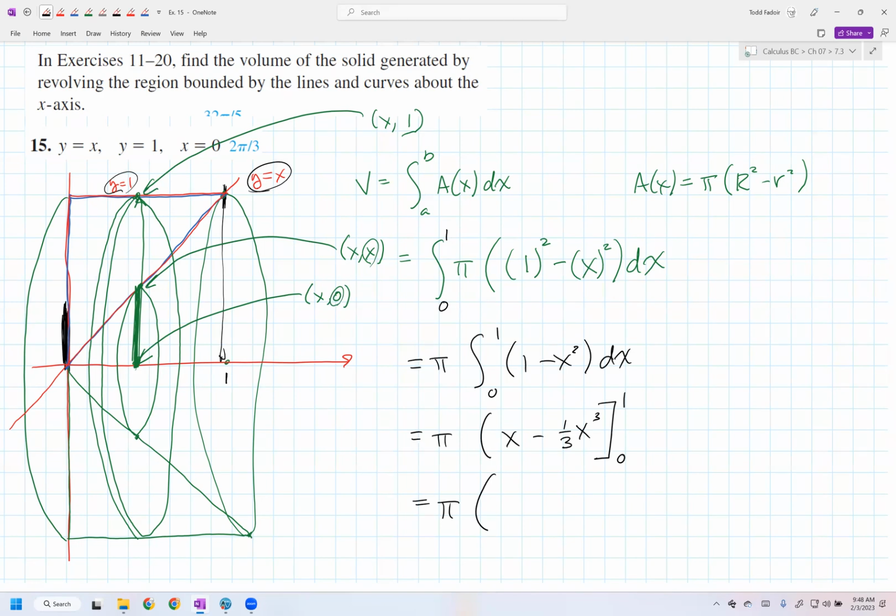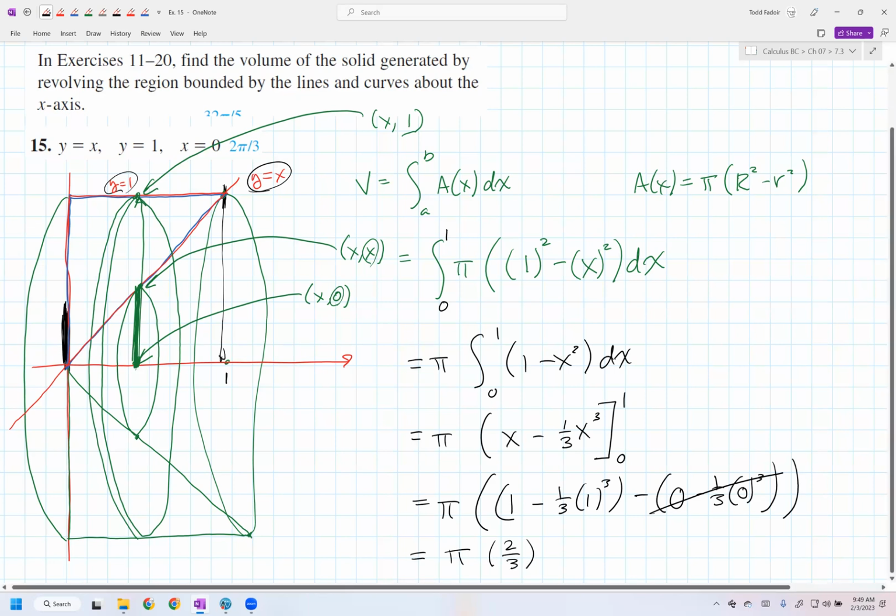How about pi times 1 minus 1/3 times 1 cubed. That's our evaluation at the high end. At the low end, I get 0 minus 0, which I can effectively ignore. I'm looking at pi times 2/3 is my answer. And they agree.